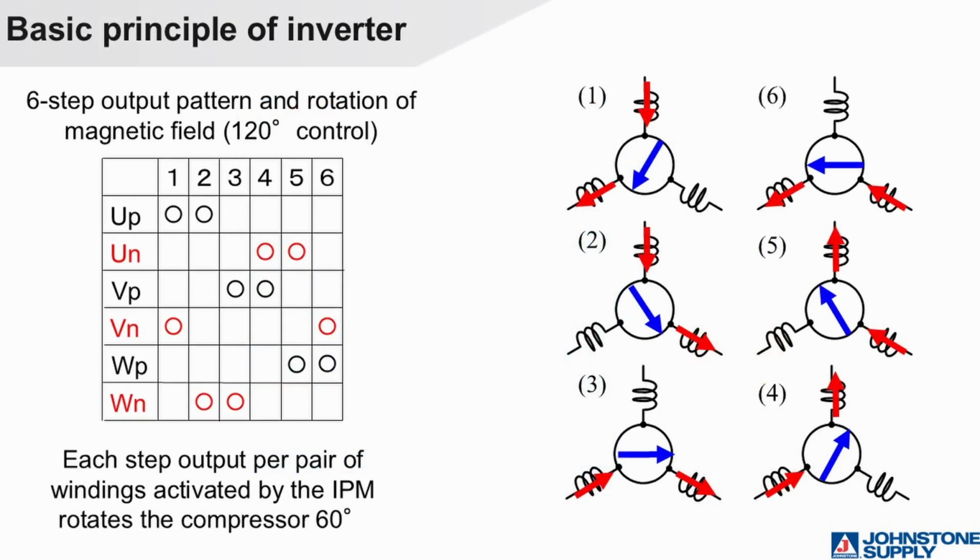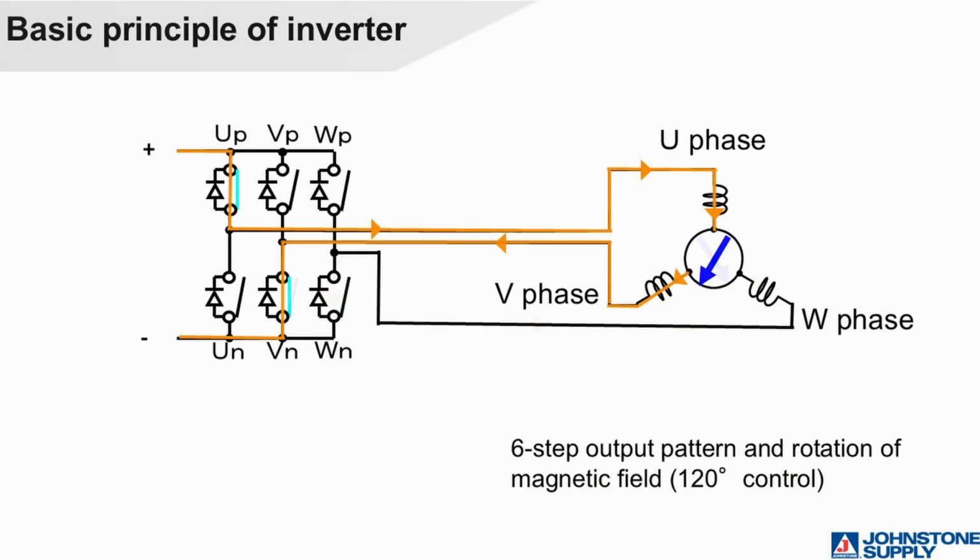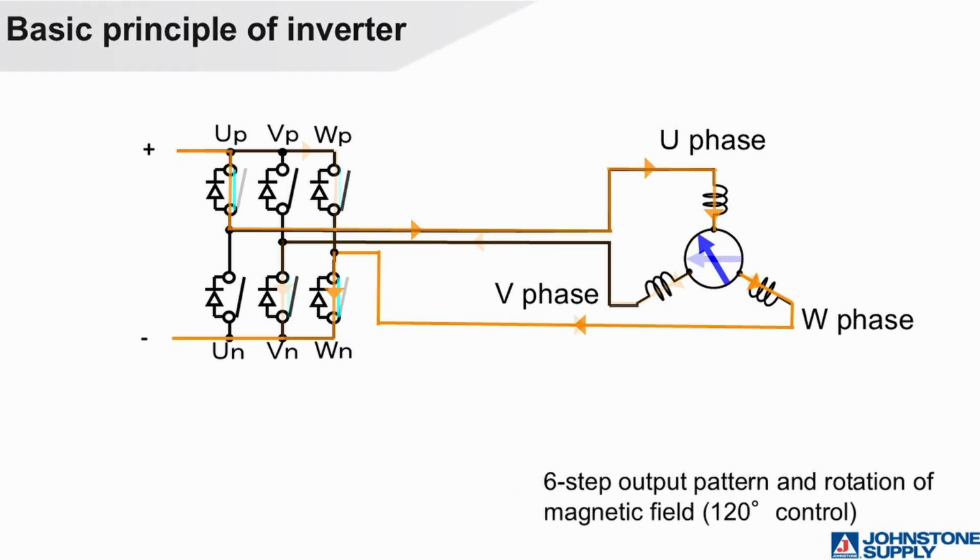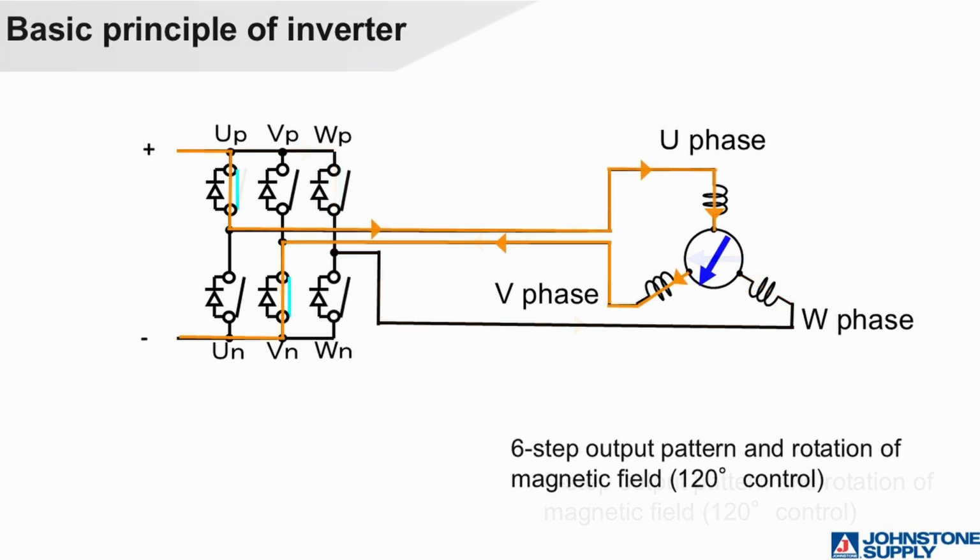Because there are 6 IGBTs, this is a 6-step rotation pattern of the magnetic field. Each magnetic pulse rotates the compressor by 60 degrees. This diagram shows the compressor rotation. It also shows which terminals are energized to create the magnetic field to rotate the compressor.